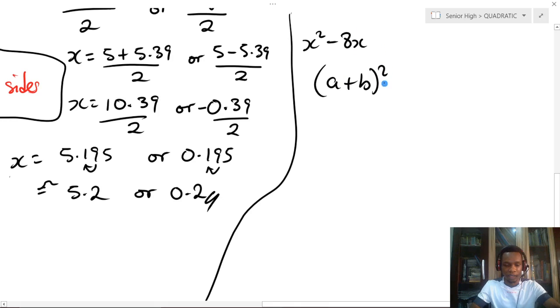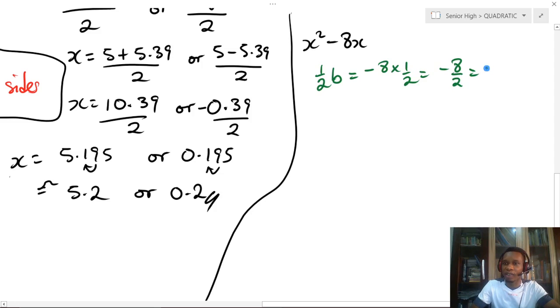So let's solve this question. Let me wipe out this place. How do you solve this question? You solve it by doing this. Since we have x squared minus 8x, remember you take what? The half of b. And then what's the half of b? It is minus 8 multiplying 1 over 2, and that's minus 8 over 2, which when you divide is minus 4.